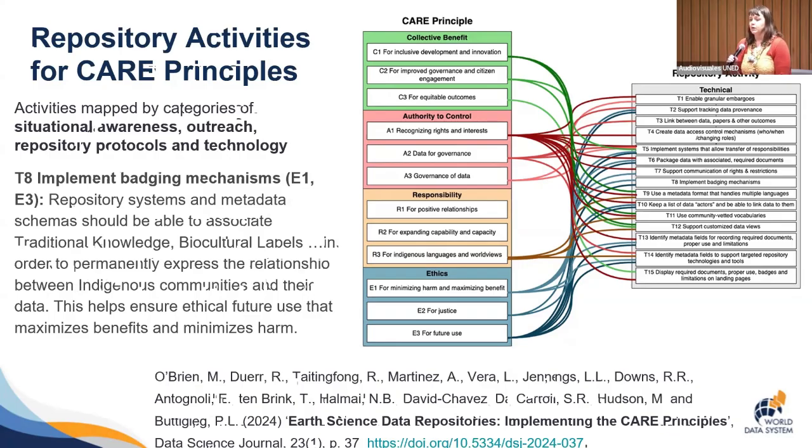And then one example I'm highlighting here is T8, to implement badging mechanisms. The example they give is about the Local Contexts labels and notices. So certainly this comes up there, and I just wanted to further emphasize that. But there are many other good ideas that you can take a look through. While this came out of the earth science community, I think that almost all, if not all, of the activities they mentioned would apply more broadly.